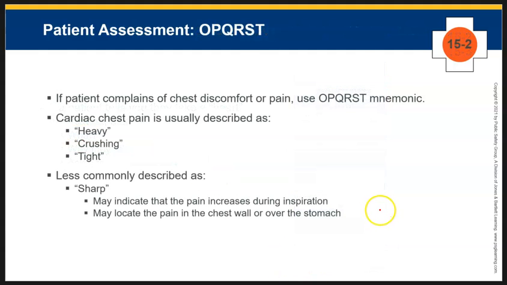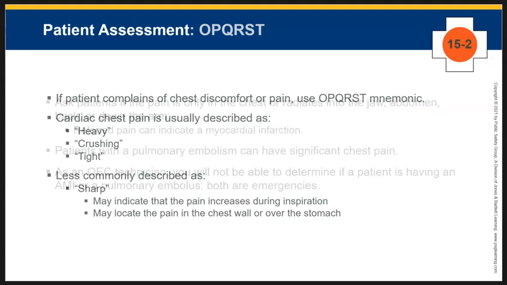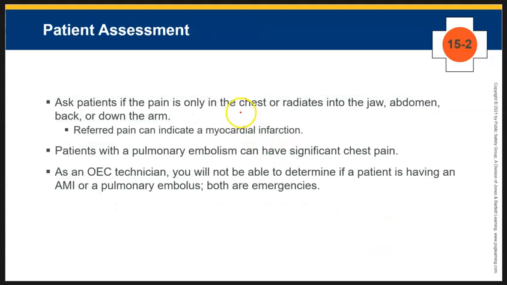Now, continuing with that OPQRST mnemonic, one of the things we consider in addition to onset or provocation or palliation is the quality of the pain. Is it heavy? Is it crushing? Is it tight? Does it feel like an elephant is sitting on their chest? Chest pain is less commonly described as being sharp. It's also important to consider the R part of our mnemonic. Does that pain radiate into the jaw or abdomen or down the left arm? Referred pain is a common symptom that is reported in the case of a myocardial infarction.